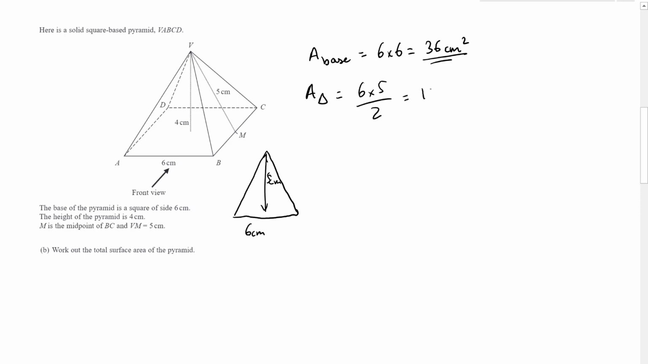So this is going to give us 15 centimeters squared, but we have 1, 2, 3, 4 sides that are this length. So for the area of all the triangles, we're going to have to times this by 4, and 15 times by 4 is going to give us 60 centimeters squared. And then we just have to add the base to all the triangles. So the total surface area is 36 plus 60, which is 96 centimeters squared. And this gives us the surface area of this pyramid.